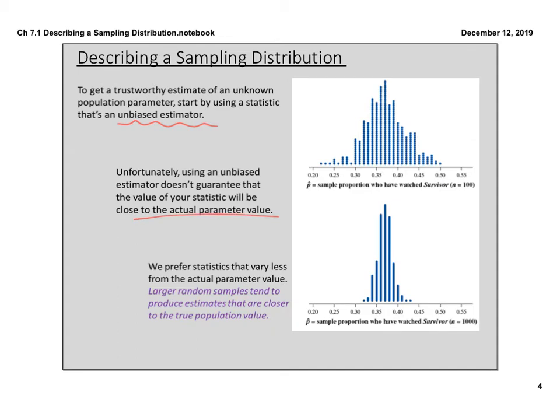It's better to use an unbiased estimator, but you don't know if that's actually going to give you the right thing. It says we prefer statistics that vary less from the actual parameter value. So larger random samples tend to produce estimates that are closer to the true population value. So that's going to come into play. We talked about that large counts rule back in chapter 6, and we are going to learn about an appropriate sample size when we start doing tests for significance. And we know that if we increase our sample size, we get closer to the population parameter. That's just a fact that we've known for a long time now.